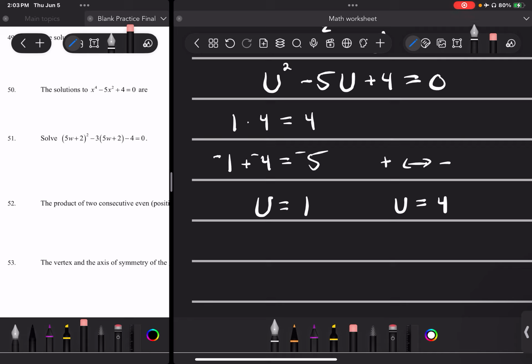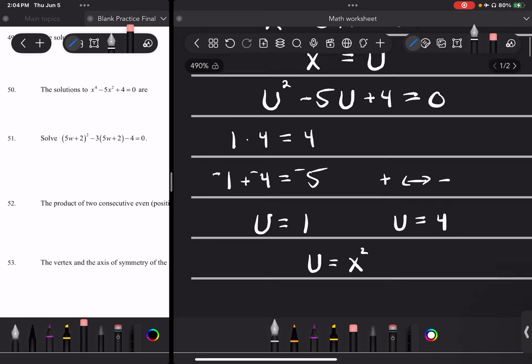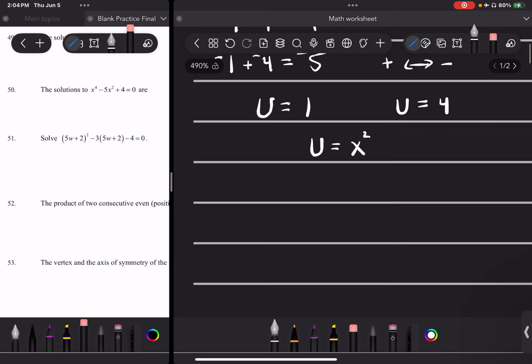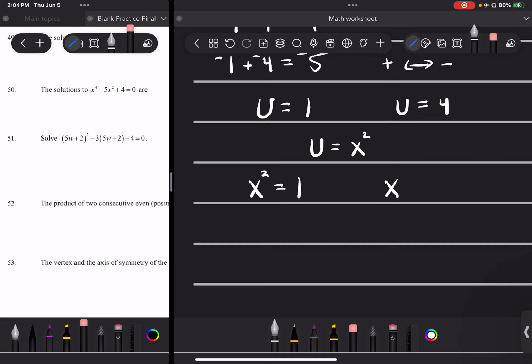The reason we do this singly is because we have to remember that every time we see a U, we can replace it with x squared, because that's what we initially did. So we're going to undo what we did, and we're going to have x squared is equal to 1, and x squared is equal to 4.